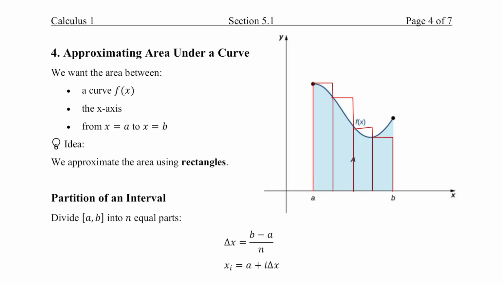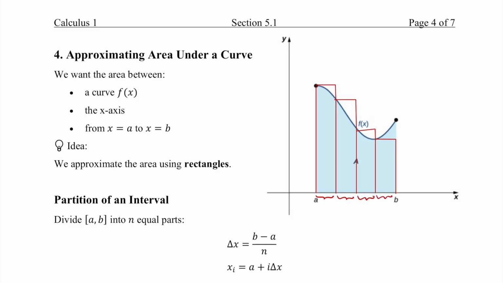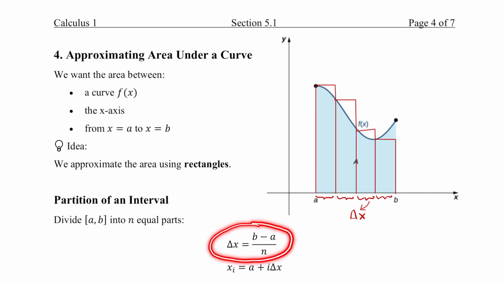Now let's talk about the width. Each rectangle has the same width. We call this delta x. To find the width of each rectangle, we take b minus a divided by n. In our example, n is 4. So delta x is just the width of each small interval. And the formula for delta x is b minus a over n.